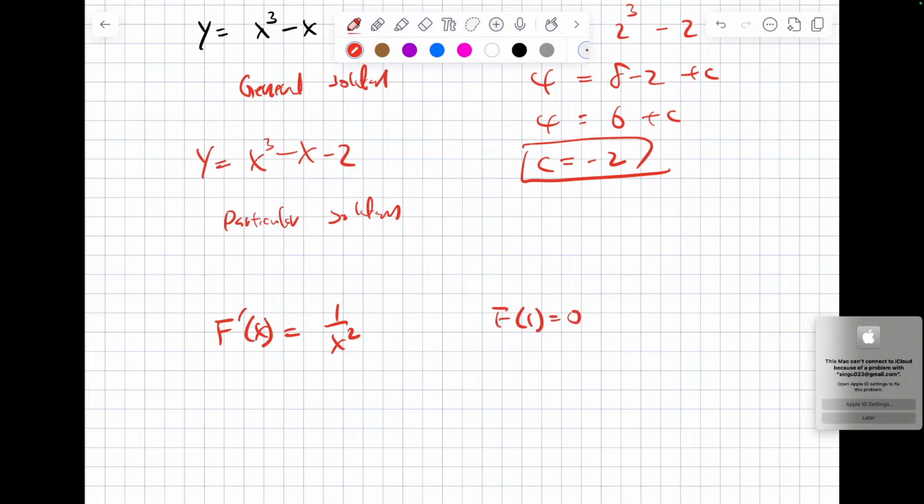Now this is the exact same thing, but a different expression. So hopefully you understand what I'm saying. F prime of x is equal to 1 over x squared, and f of 1 is equal to 0. So what is this actually meaning? The same thing as before.